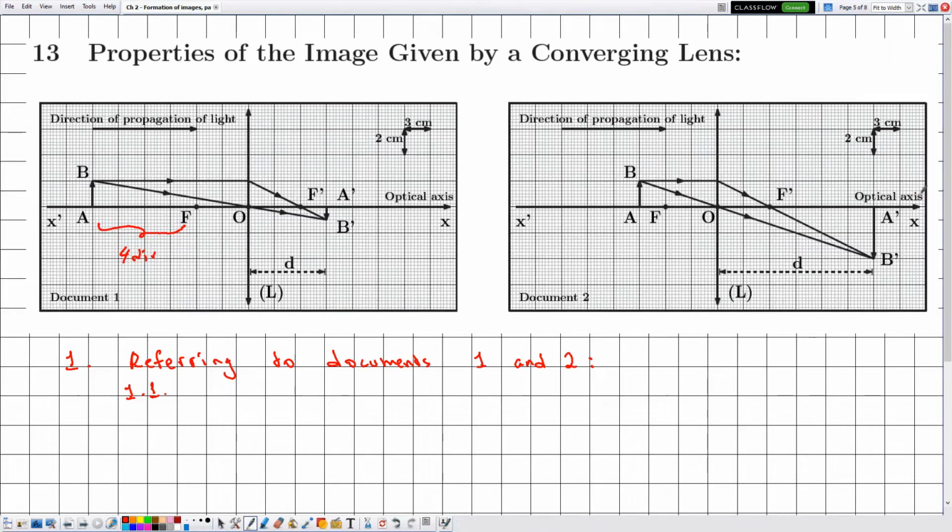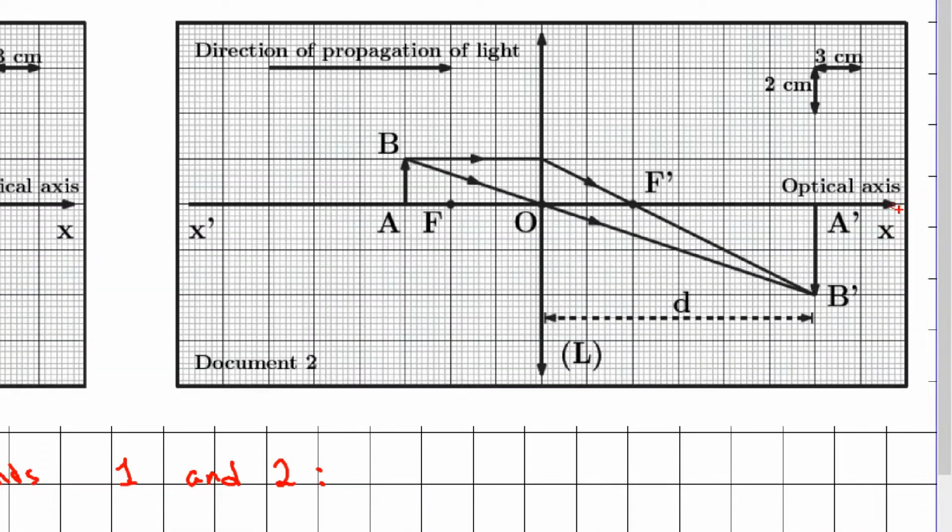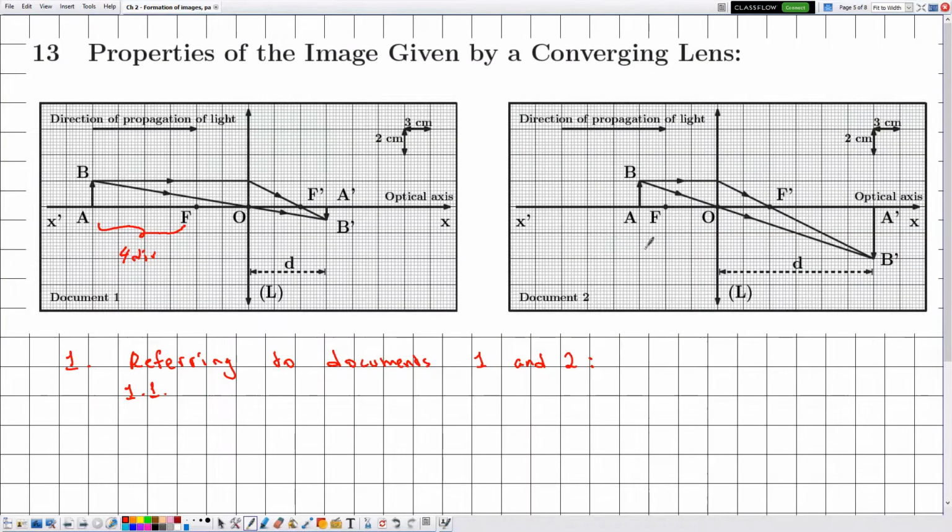And here in document 2, now the same object AB is being placed one division away from the object focus. So now as we can notice that the object AB is closer to the object focus, then let's write down as the object AB approaches F.